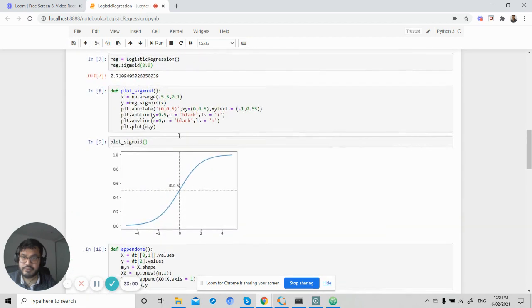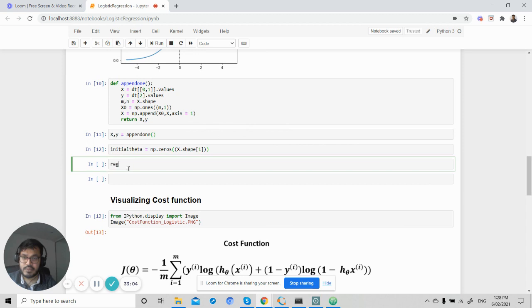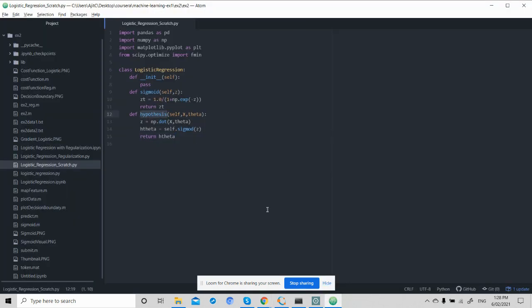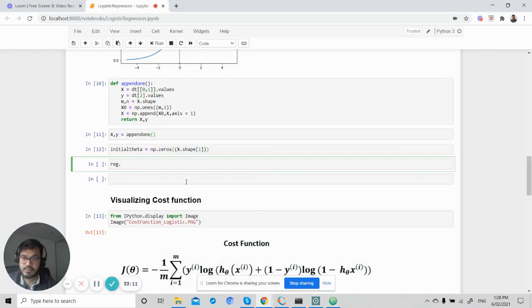So I have already created an object. Let's call it with dot. Our function name is hypothesis. It's a method. So let's pass x comma initial theta.